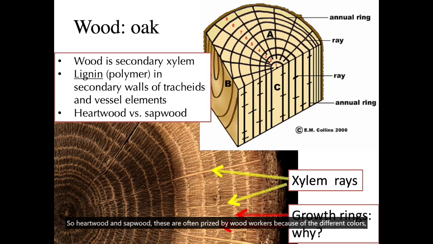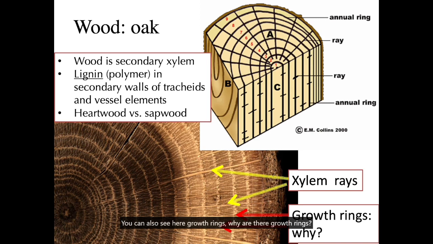So heartwood and sapwood, these are often prized by woodworkers because of the different colors, and heartwood is perhaps a protective part of the tree to help keep it from rotting, to help keep it from being attacked by bacteria and fungi. You can also see here growth rings.